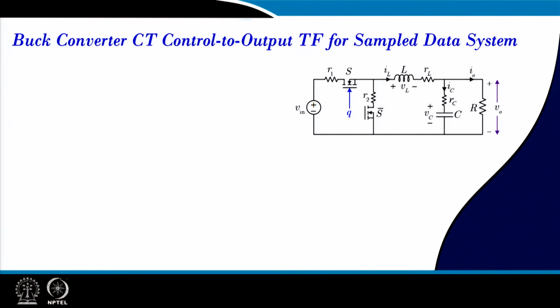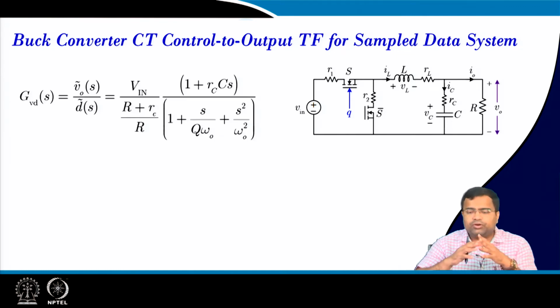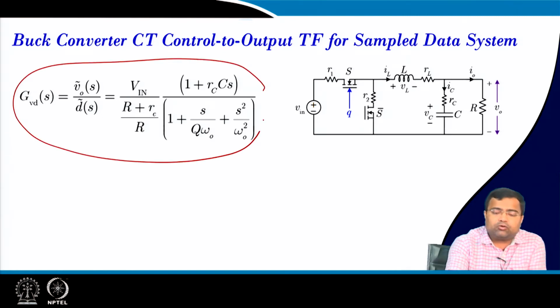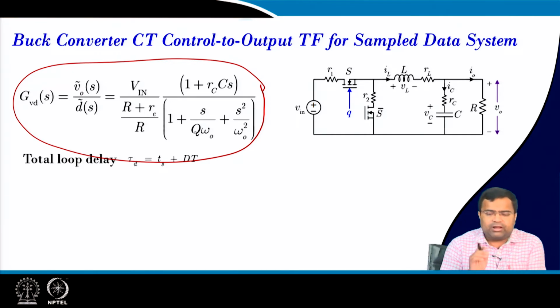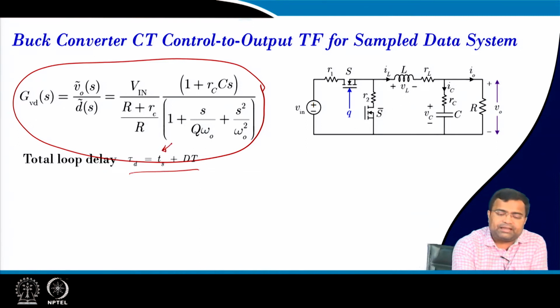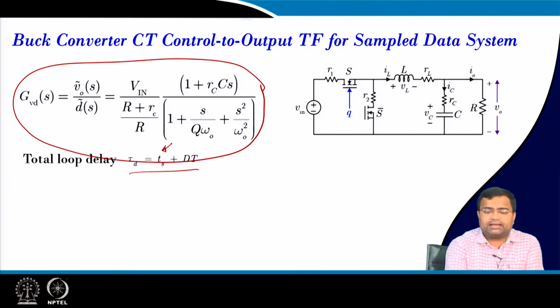So, here if you remember our buck converter continuous time control to output transfer function for sampled data system. So, we know GVD, and this can be derived from our equivalent circuit model, the AC equivalent circuit, and we know in digital control there will be a total loop delay of Ts plus dt. What is Ts? That is the sampling plus computational time, and dt is the dPWM delay.